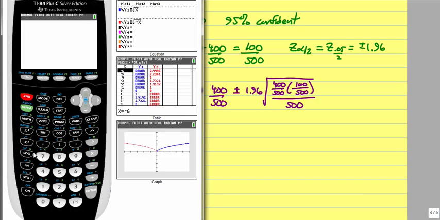So it would be square root, and I have a fraction key on mine that's under alpha y equal if you want to see if yours has that. That would be 400 divided by 500 times 100 divided by 500, and in the denominator you'd have 500 then. Now if you don't have this nice fraction option, just make sure you put parentheses around everything to make sure that it's calculated correctly. So this square root value is 0.01788, etc.